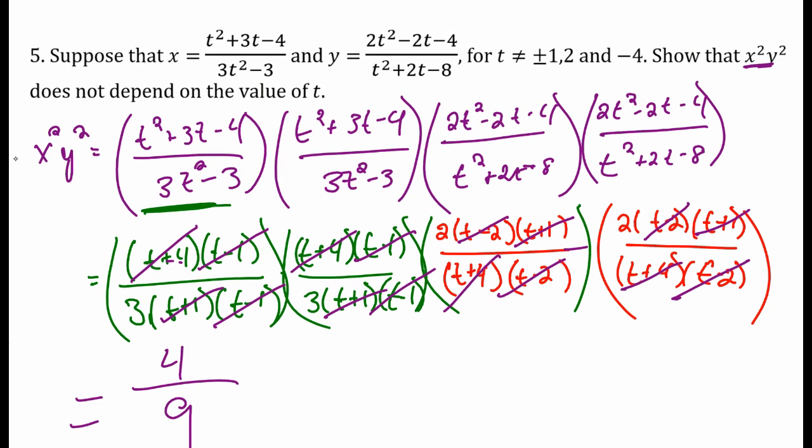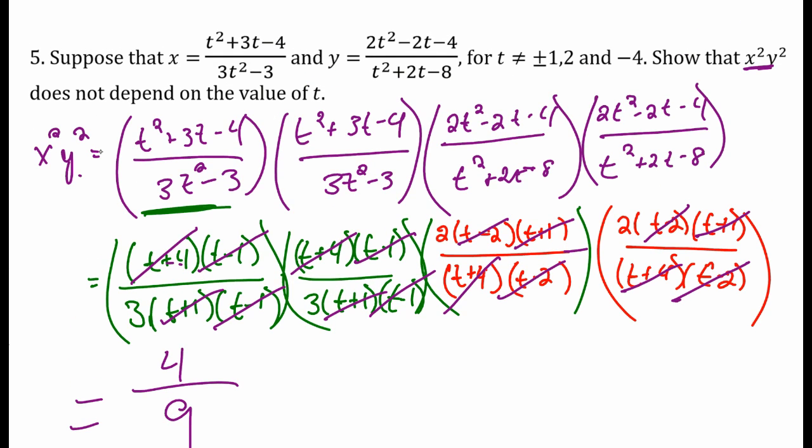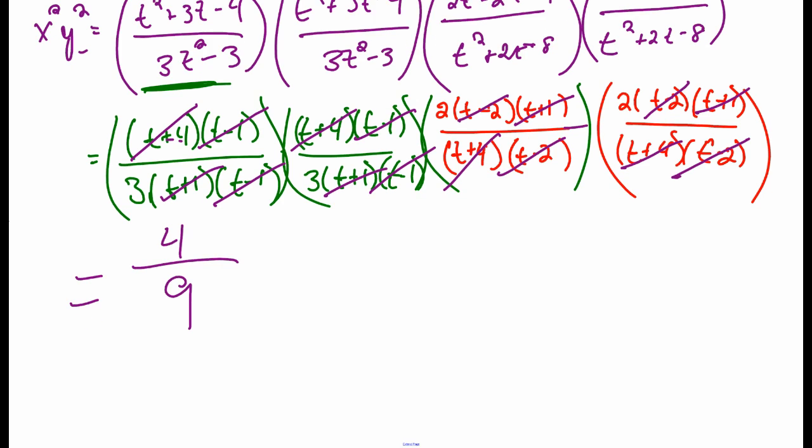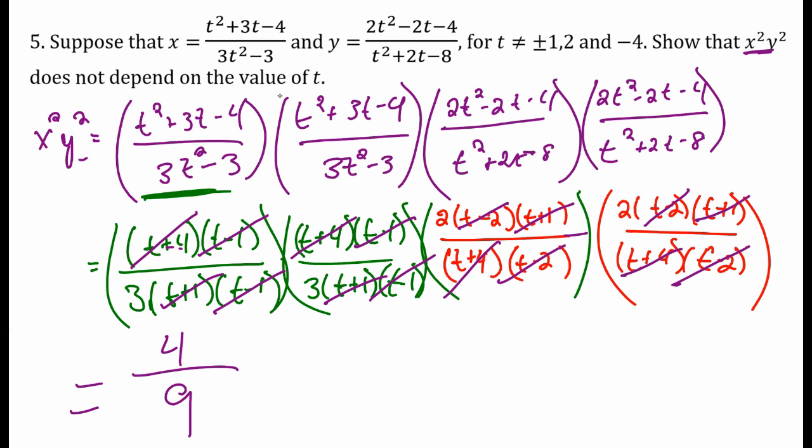It's your choice. If you wanted to pick a value of t and then find x squared y squared, I can already tell you right now from doing all of this algebra that the answer will always be 4/9. So this shows why it does not depend on the value of t, because it's always 4/9. t could be 10, t could be 1,000,000. As long as t is not those excluded numbers, x squared y squared exists and does not depend on the value of t.